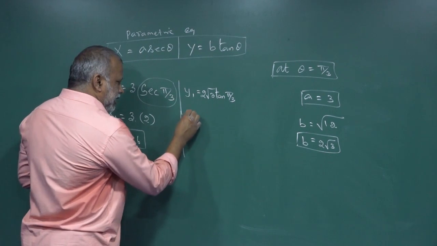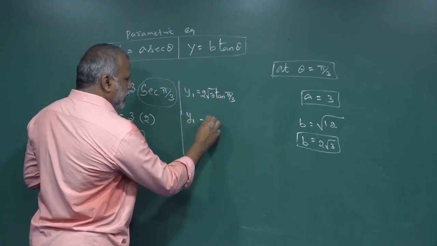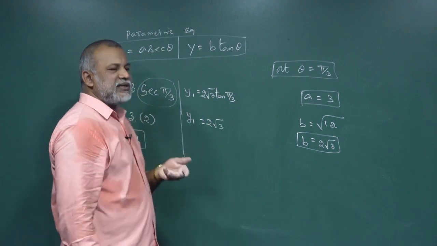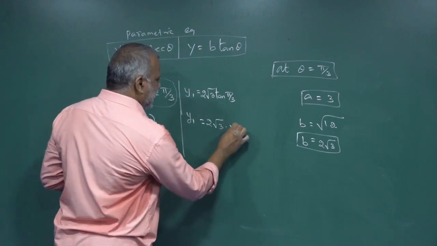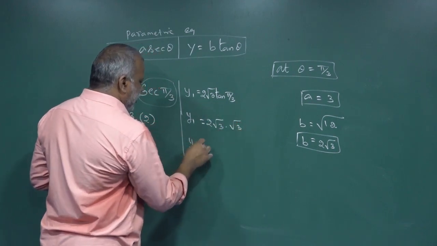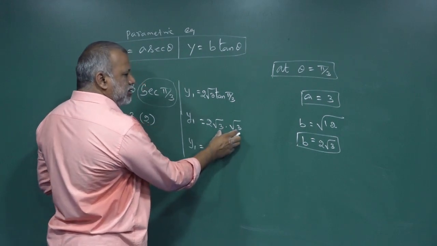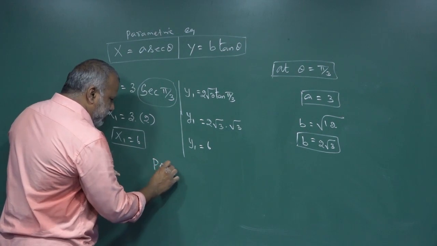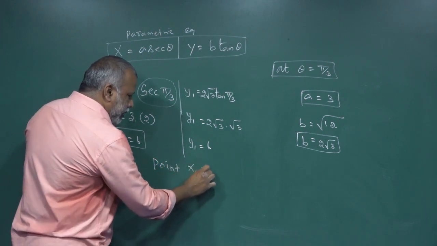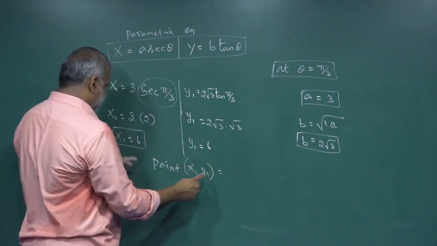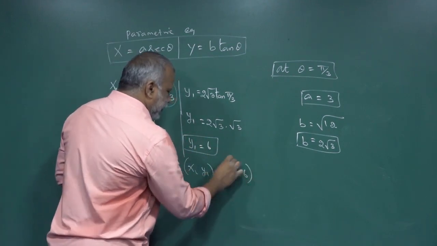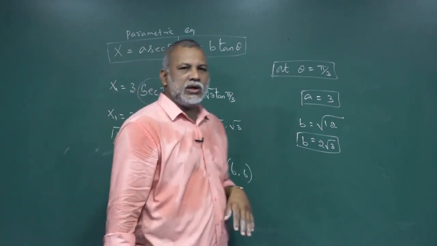In the same way, listen here, y1. y1 equal to 2 root 3. Then tan pi by 3, that means tan 60. Tan 60 is root 3. So here y1 equal to 2 root 3 times root 3, we can get 3, 3 times 2, 6. Therefore, the point x1 comma y1 equal to 6 comma 6. So this is the point x1 comma y1.